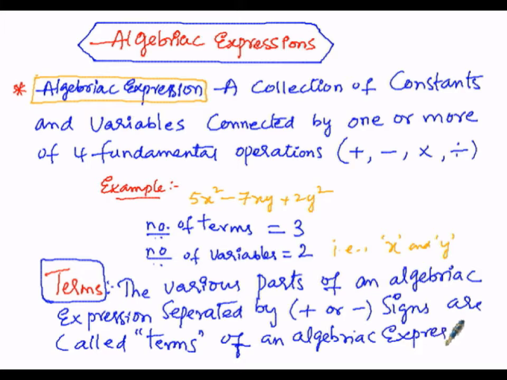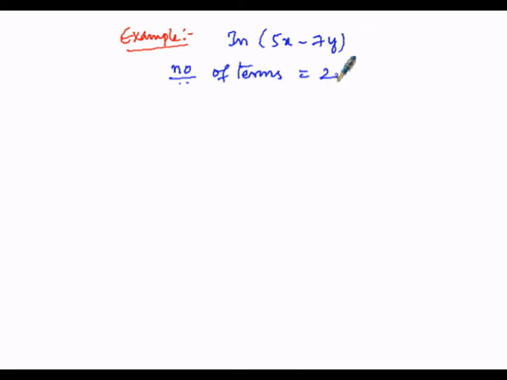So here in the above example there are three terms in it. These three terms are separated by two symbols, that is, one positive sign before the 2y square and the negative sign before 7xy. Now let us consider one example under the terms: in the expression 5x minus 7y, the number of terms is 2. So here two terms are separated by the symbol minus.